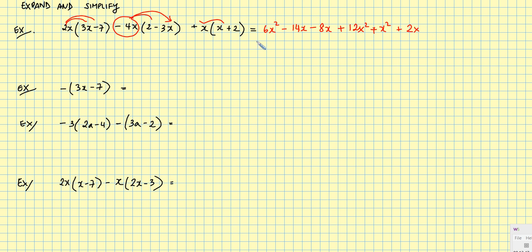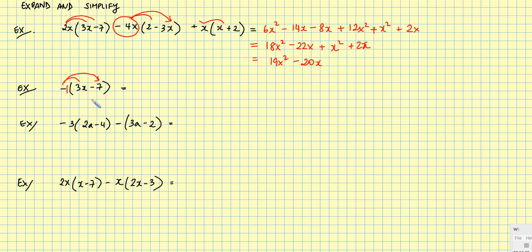So my last step here is to collect all the like terms. By collecting the like terms, 6x squared plus 12x squared is 18x squared. Negative 14x minus 8x is going to give me negative 22x. And now I've got left over, because I just noticed, plus x squared plus 2x. So I'm just going to go to 18 plus 1 is 19x squared, and negative 22 plus 2 gives me negative 20x.